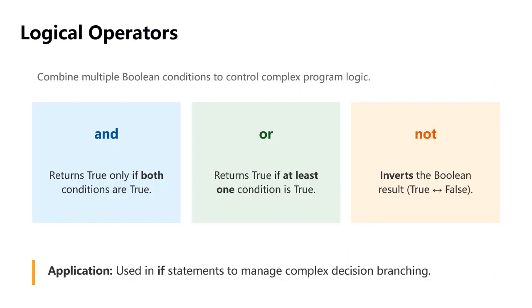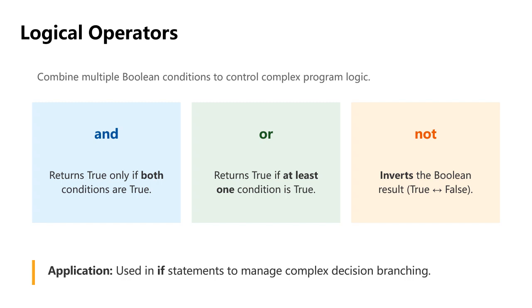Logical operators allow us to create much more sophisticated rules for our programs. As you can see here, these operators are used to combine multiple Boolean conditions. The AND operator is quite strict. It will only return true if every single condition you provide is true. If even one part of the expression is false, the entire statement becomes false.